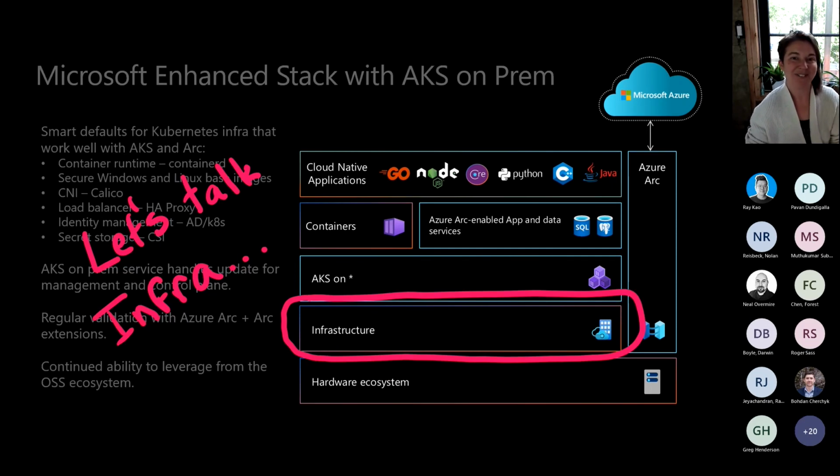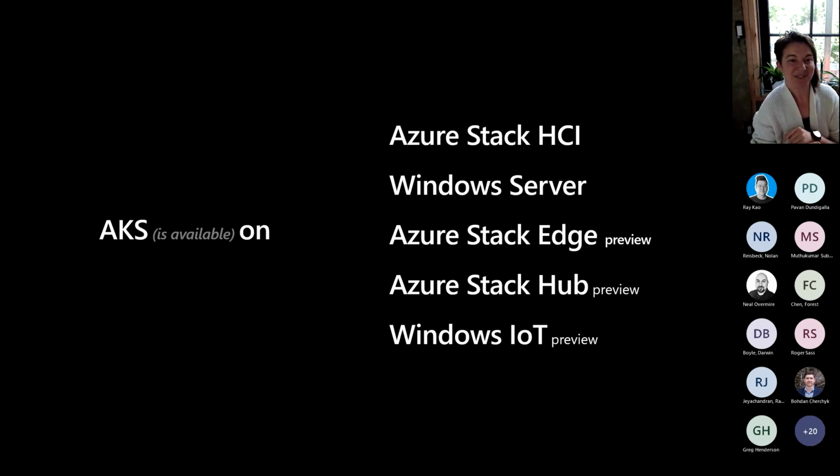Speaking of infrastructure, we actually have AKS on-prem running on a lot of different Microsoft Edge operating system solutions. Edge solutions, there we go. So you have HCI and Windows Server, and those are generally available. We announced both at Build last year, though we were quieter about Windows Server. However, it's fully supported and has been since May of last year. We have an AKS preview on Azure Stack Edge, on Azure Stack Hub, and Windows IoT. So those are our infrastructure options right now.